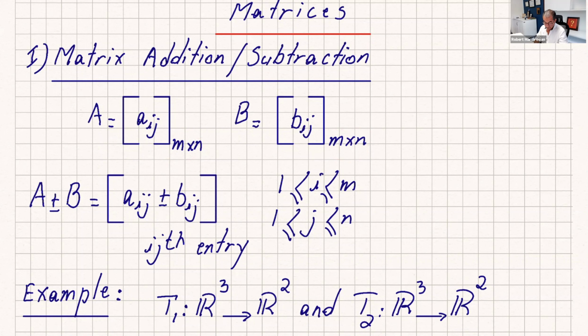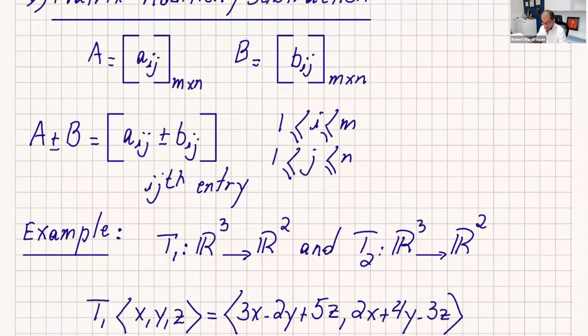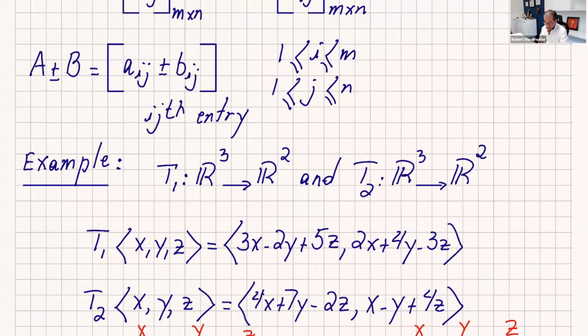So when you add, you just add or subtract the corresponding entries, with i being a number between 1 and m, the number of rows, and j being a number between 1 and n, the number of columns. Now let's do an example and see how that works.